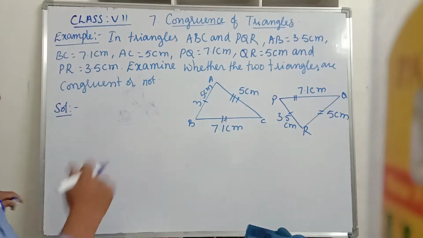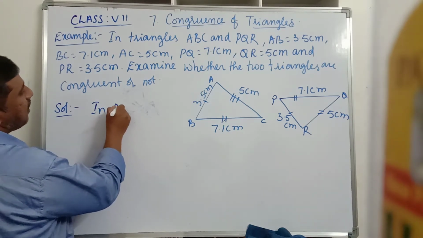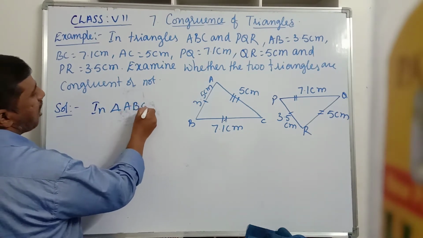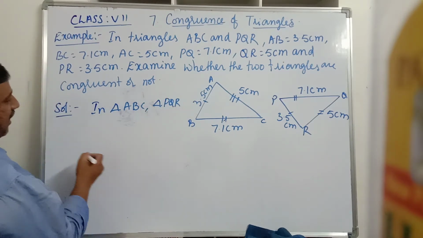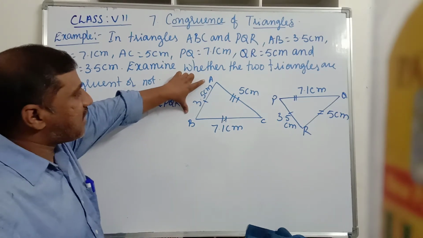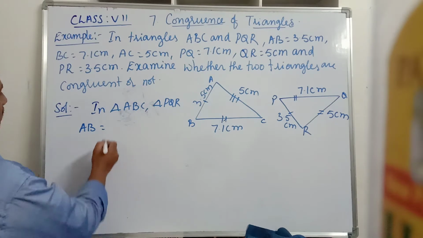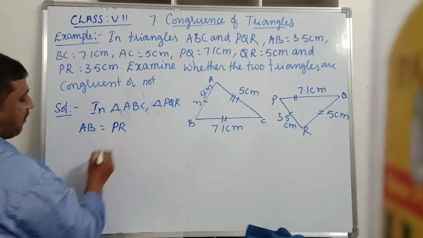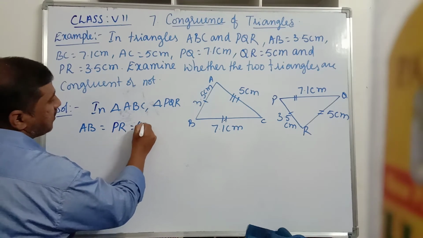Now observe which sides are equal. In triangle ABC and triangle PQR, the length of AB, 3.5 centimeters, is equal to the length of what? PR. The length of AB is equal to the length of PR, that is how much is it?